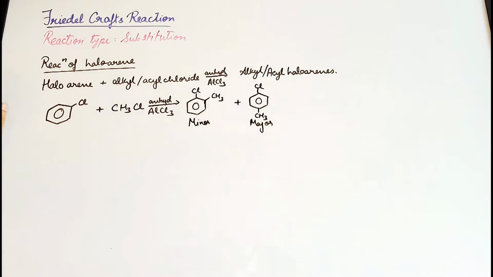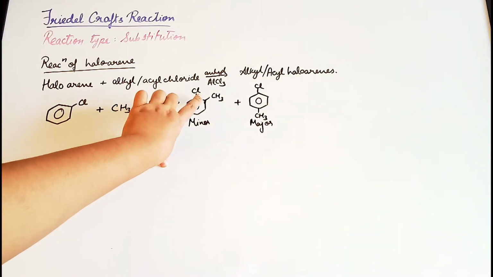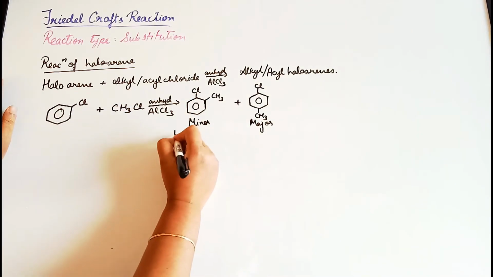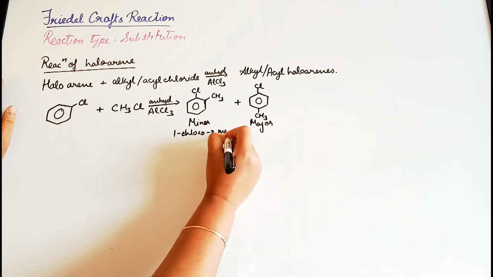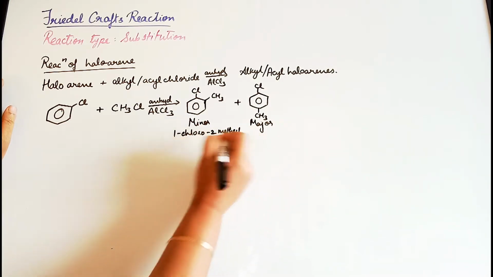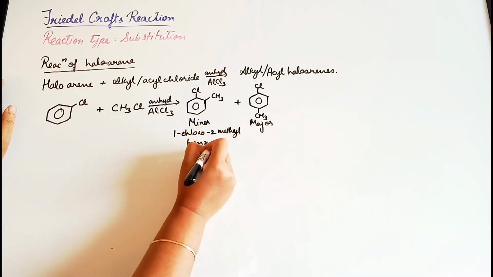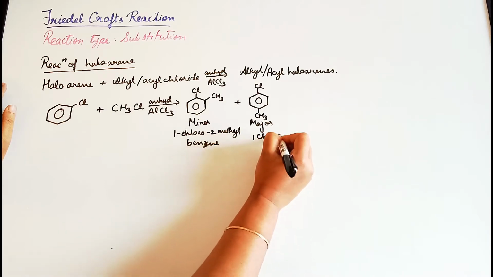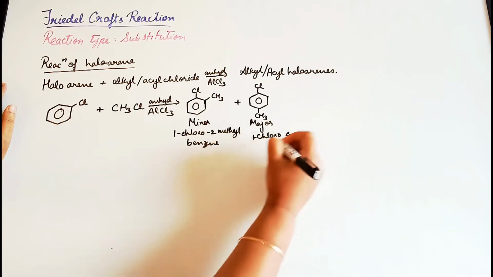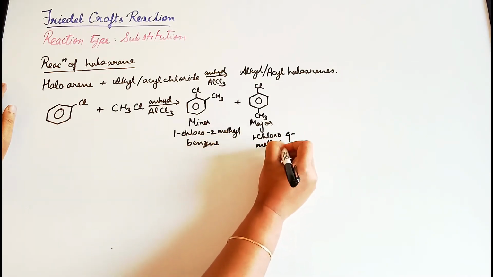Now the name of these compounds would be 1-chloro-2-methylbenzene, whereas this is 1-chloro-4-methylbenzene.